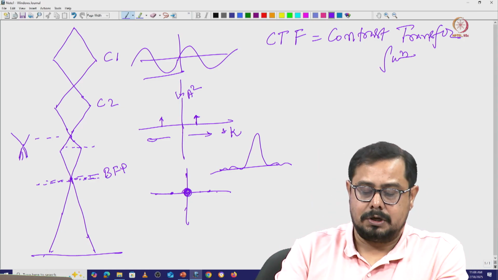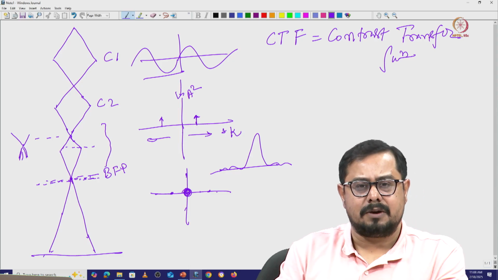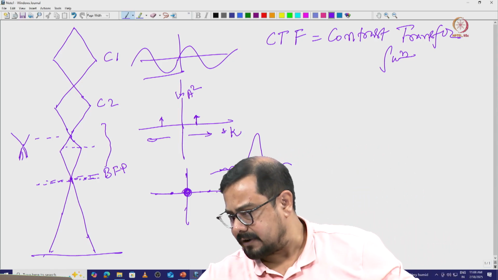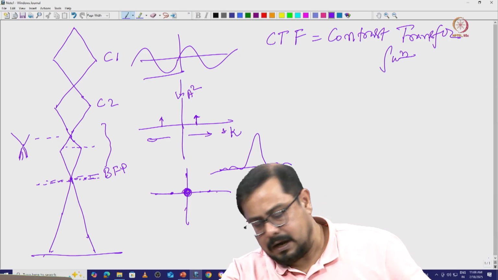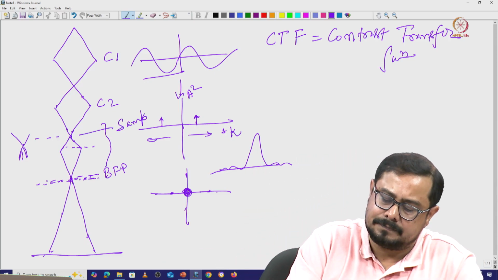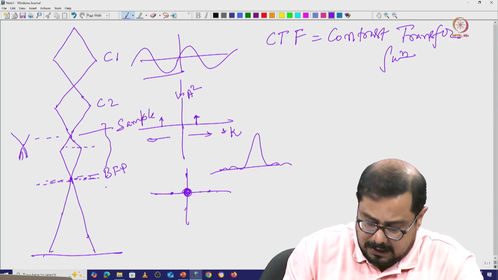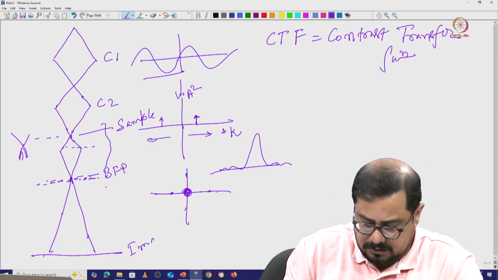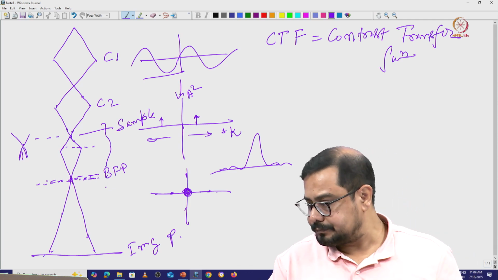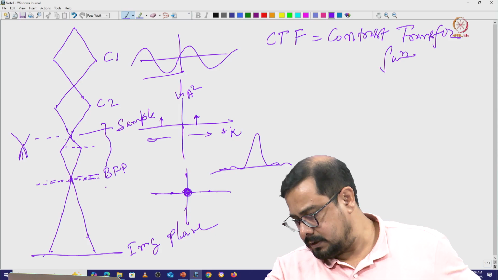Now in this particular stage we are going to focus here when we are talking about the CTF correction, okay. So we are only considering the sample area, the sample insertion area, and this back focal plane, or you can consider that the image plane, that we are going to calculate.